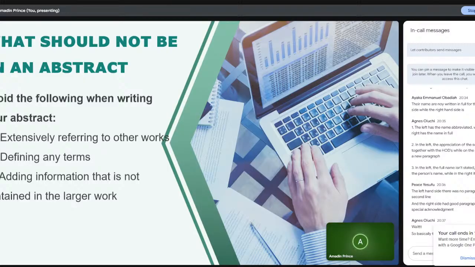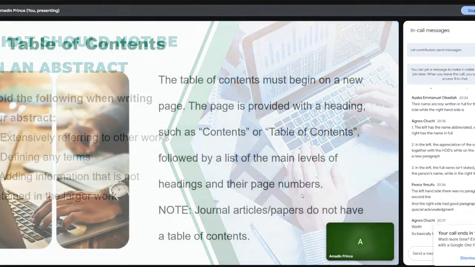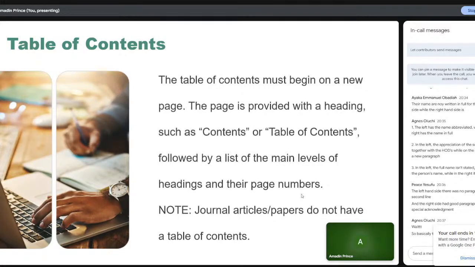So these are the three things you don't need to include in your abstract. Apologies for that. Now we'll move on to the table of contents.